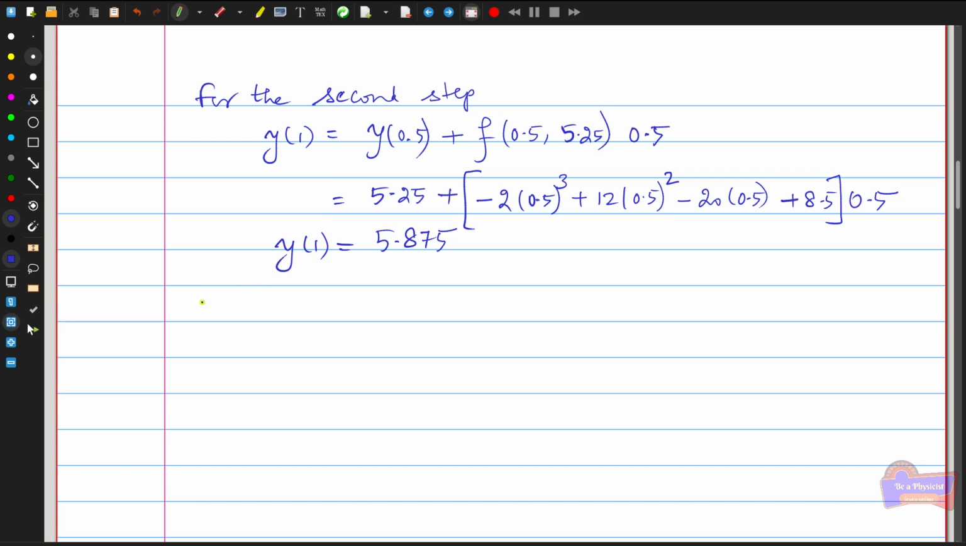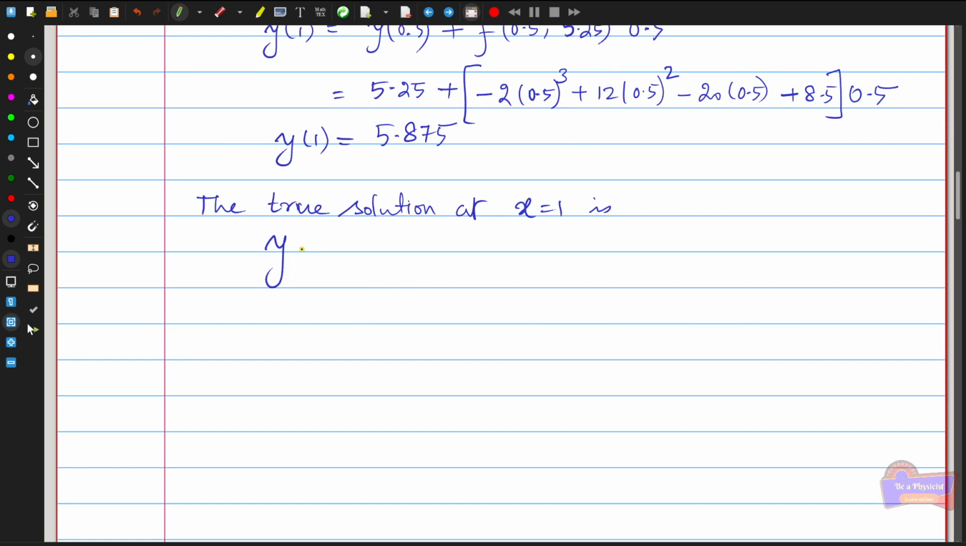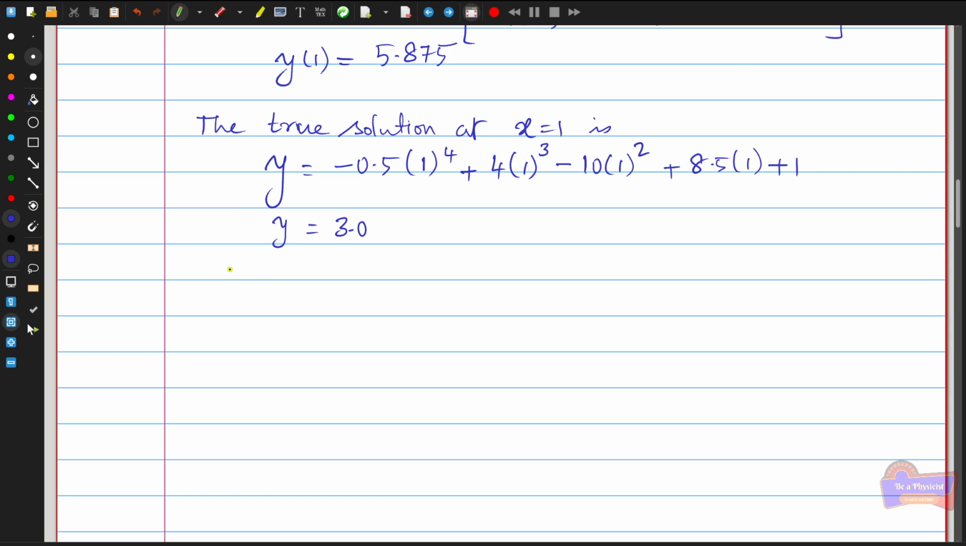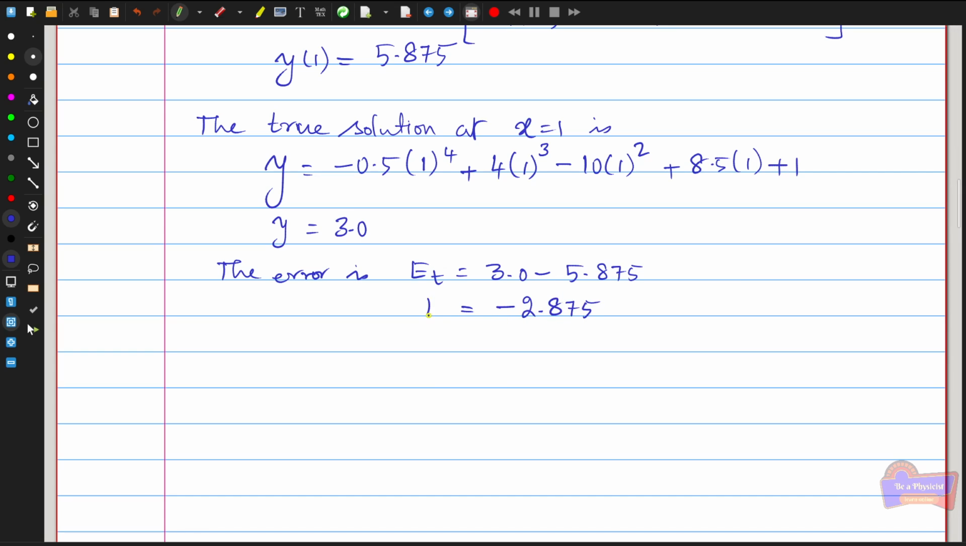So this is the value at the second step, so that we can again find the error. First find the true solution at x equal to 1. You already know the exact solution: y is equal to minus 0.5 times 1 to the power 4 plus 4 times 1 cubed minus 10 times 1 squared plus 8.5 times 1 plus 1. So the final value of y is 3.0. This is the true value, and the calculated value is 5.875. So the error ET is equal to 3.0 minus 5.875, which is around minus 2.875. So that is my error for the next step.